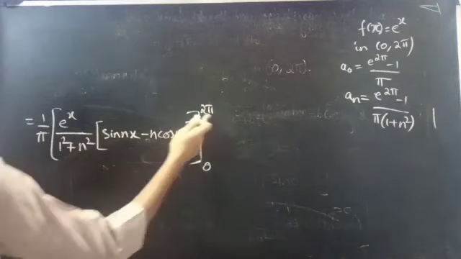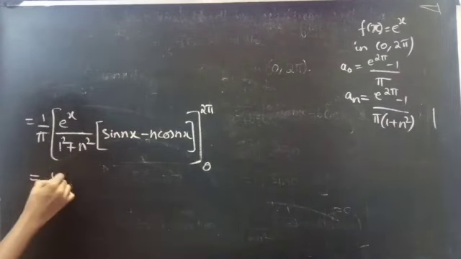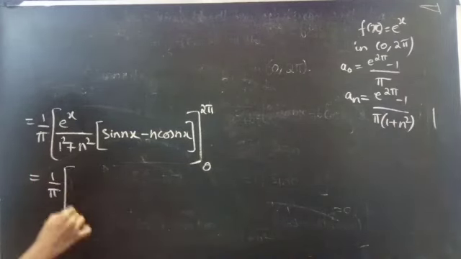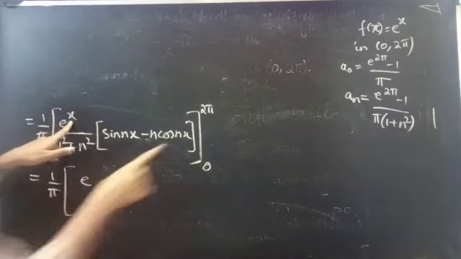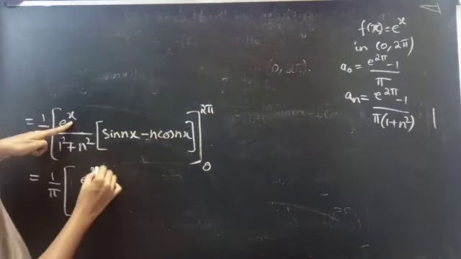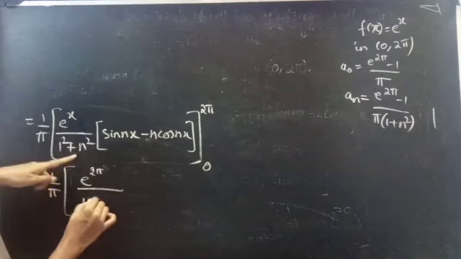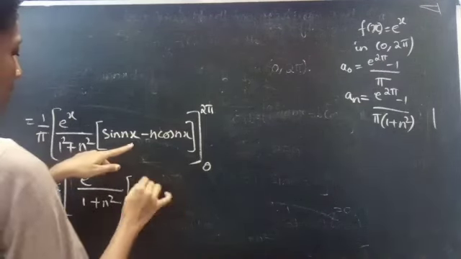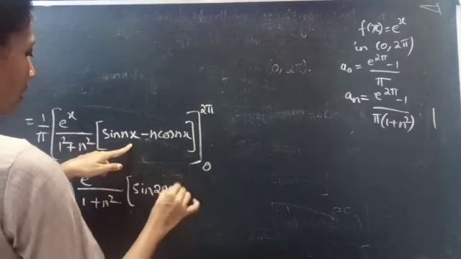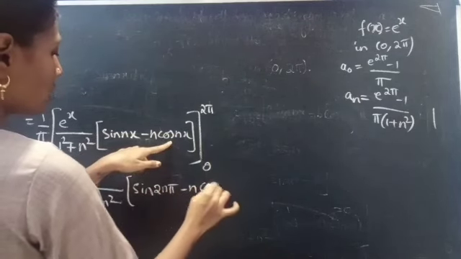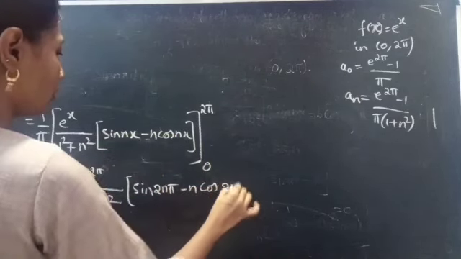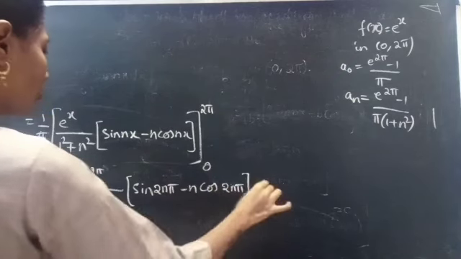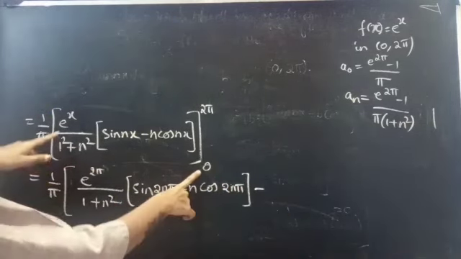So now we'll apply the upper limit and the lower limit. This equals 1 by pi into e power x, for x equals 2 pi, we'll have e power 2 pi by 1 plus n square into sin n into 2 pi is 2n pi, minus n into cos n into 2 pi is 2n pi, minus, now apply the lower limit 0.